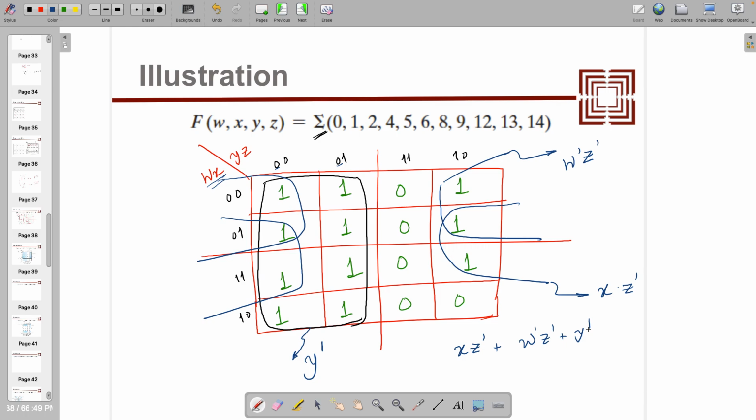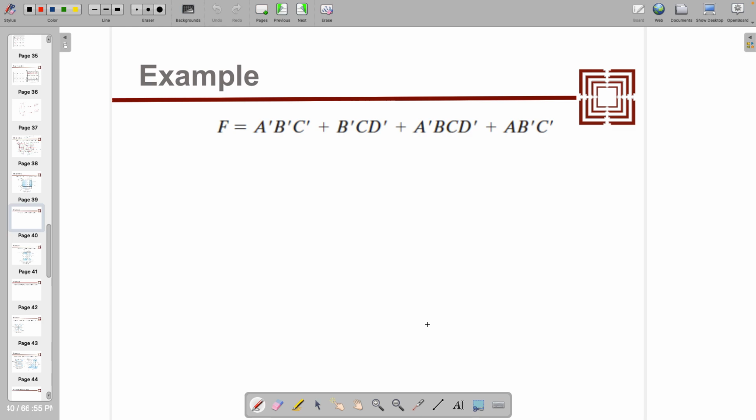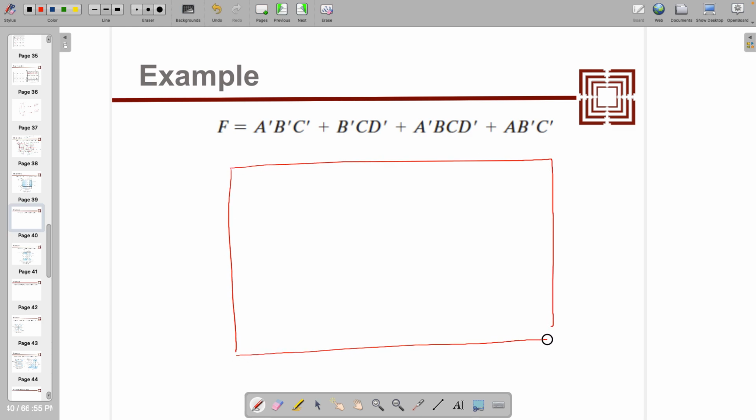So that I can make more and more combinations of 4, boxes of 4. So here it makes 1 1 1 1, a combination of 4 ones. This side also a combination of 4 ones. If I do it the other way around, it will make only 2. Please do not draw the K-map in your mind, right?